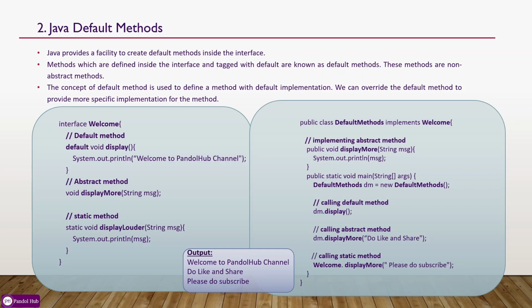Methods which are defined inside the interface and tagged with default are known as default methods. As the sentence says, the methods inside the interface which are declared using the default keyword are called default methods. These methods are non-abstract methods. Non-abstract methods, that is the default methods, should have an implementation, as I showed you in the Eclipse example right now. The concept of default method is used to define a method with default implementation. We can override the default method to provide a more specific implementation for the method.